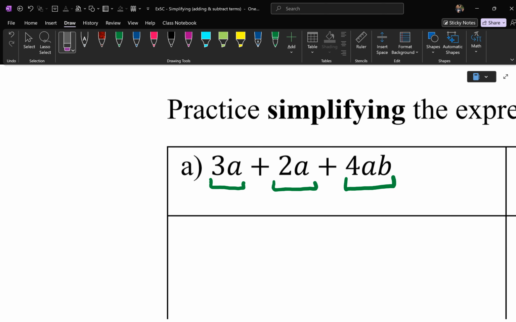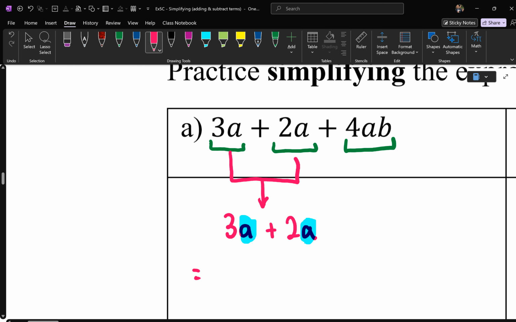So bruised apples are not the same as normal apples. You have to find the same groups to group them together. So in this case here, how do I simplify this expression? Instead of having 3 terms, it was easier to group this together and say, well, 3a plus 2a. Notice that they both have the same groups. 3a plus 2a can be simplified down to what?